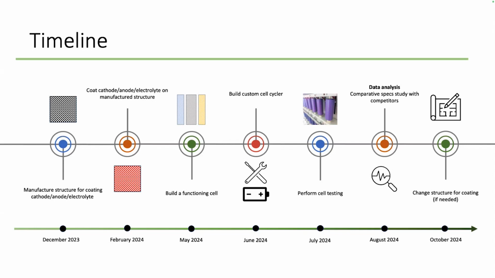And moving on, we want to build a cell cycler, which is used for cell testing to check its performance, etc. After that, we're going to do data analysis to compare our cell performance with our competitors. And if it doesn't perform well, or if needed, we have multiple things that we can alter in the structure that can actually change the performance of our cell.